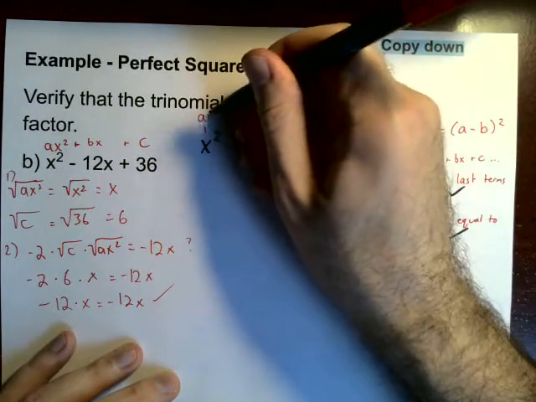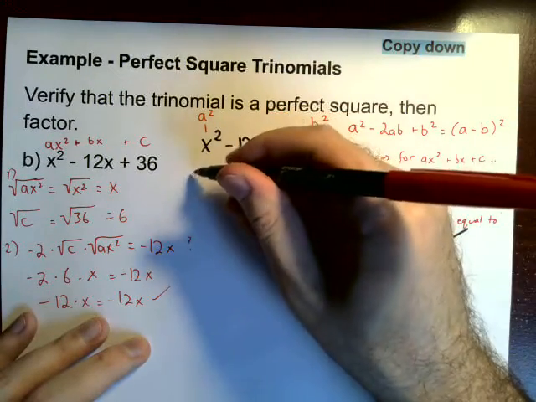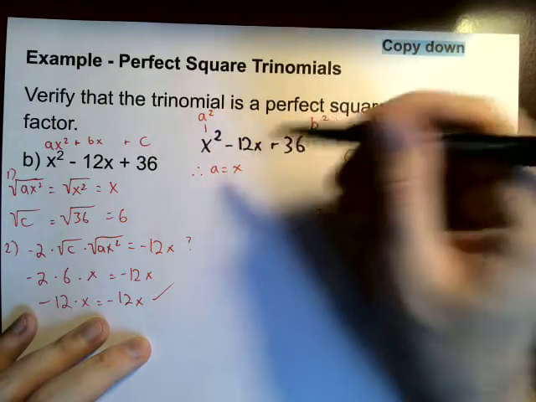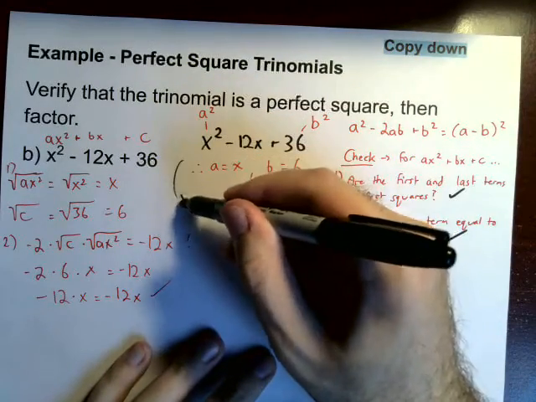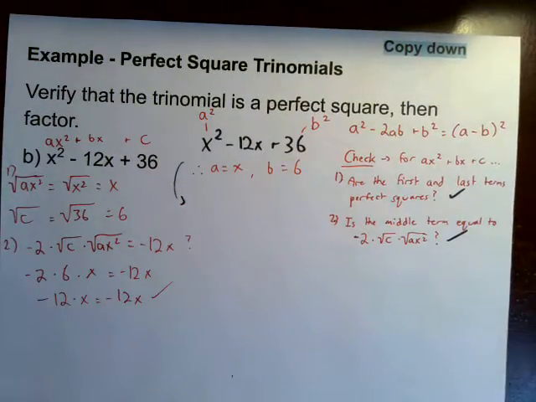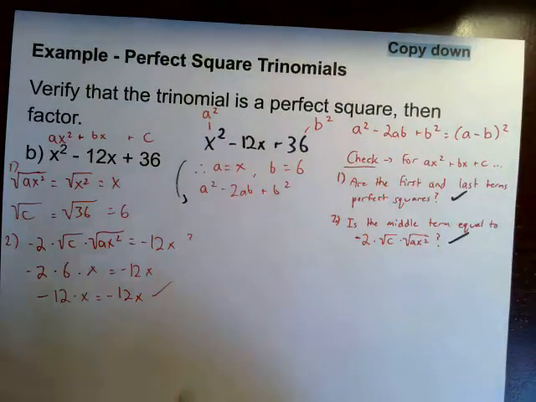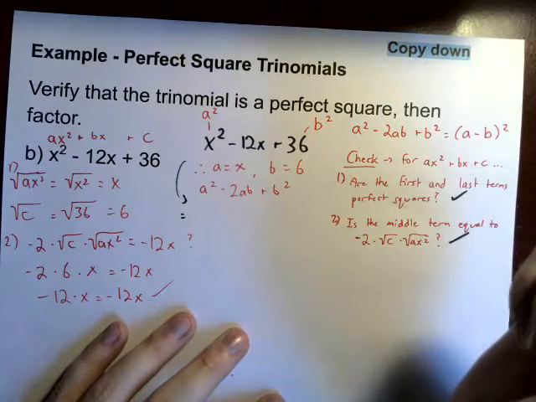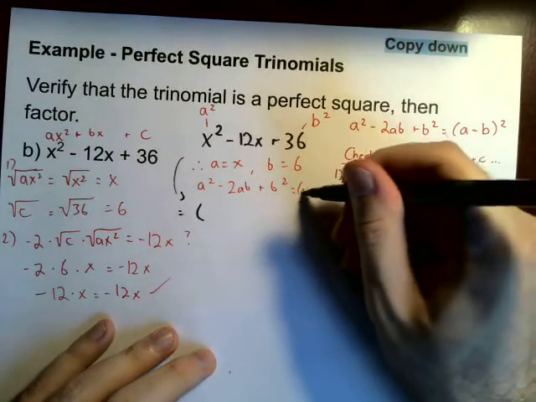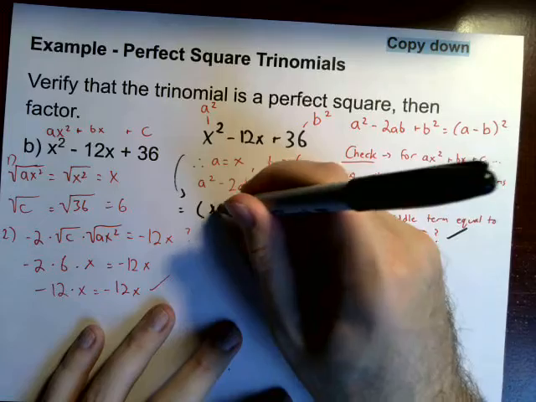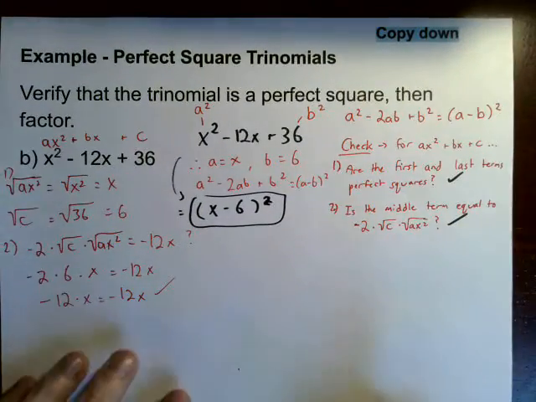So this is going to be our a squared term, and this is going to be our b squared term. So we should be comfortable now to not have to see the work for this. We just know that a is x and b is going to be 6. So in this case, since we are now going to fit this particular pattern, a squared minus 2ab plus b squared, that means the factored version is going to become a minus b squared, which will be x minus 6 squared. And then that is the whole answer.